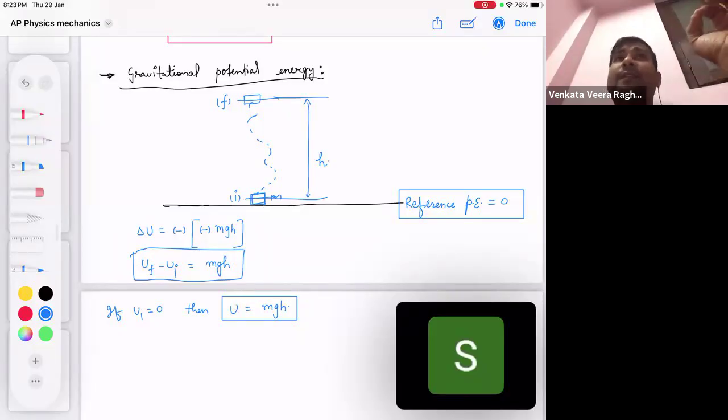Understood? So if I say reference is 0, so h height above, what will be the potential energy? Plus mgh. And if reference is 0, h depth below, what will be the value? Minus mgh will be there. Understand the gravitational potential energy?